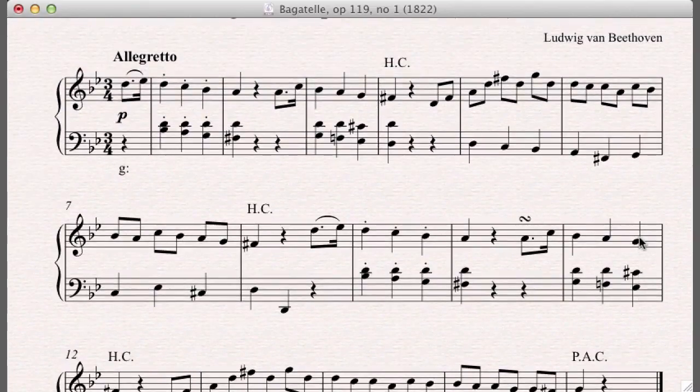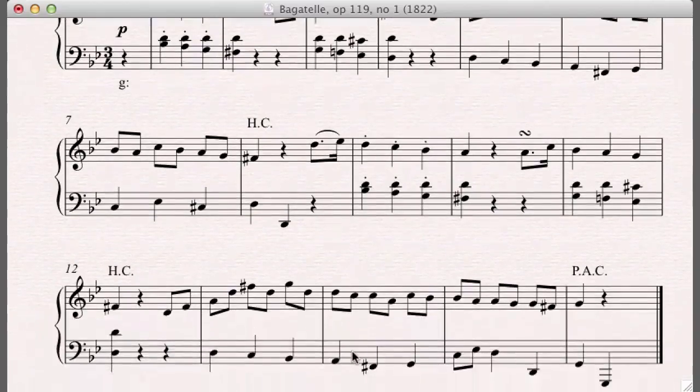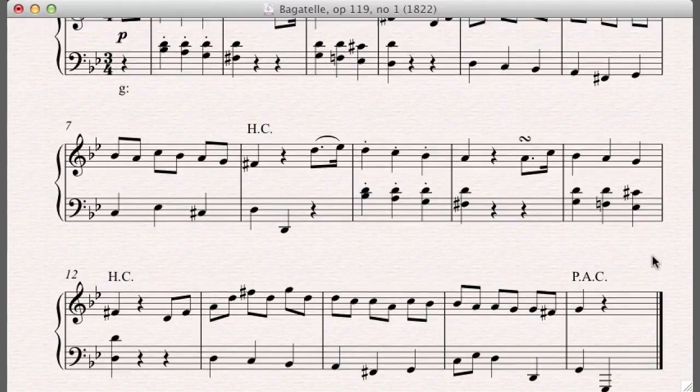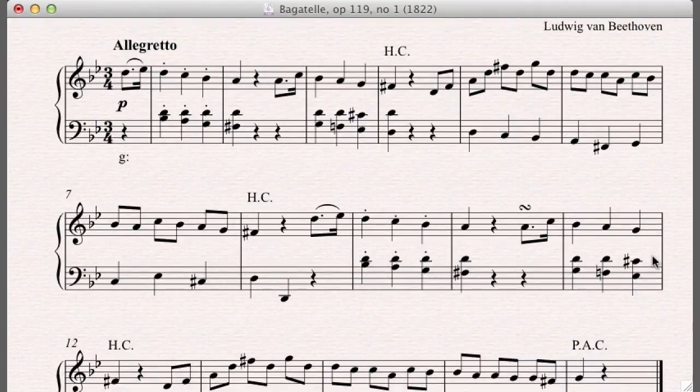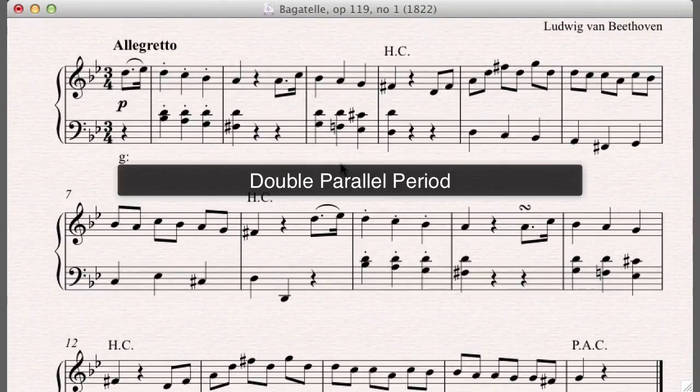If we look at this, it's basically twice that. We get a phrase here, half cadence, and we get another phrase. Now this phrase is actually contrasting from this one, but it ends in a half cadence. Then we get a repetition: this phrase and then a repetition of the second phrase, same thing. But this time we get a perfect authentic cadence. So the way to describe this is as a double parallel period.